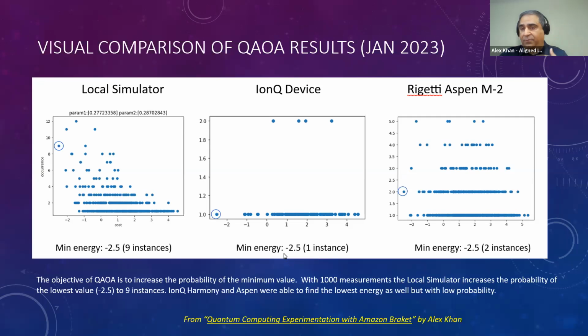Again, if you have the right probability distribution, the more you measure, the higher the probability of finding the right answer.